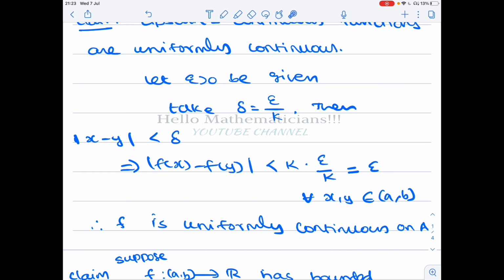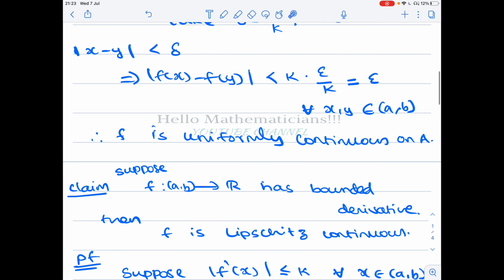Here I am not explaining many things about uniform continuity. Please check the video if you want to learn the basics of uniform continuity very clearly, such as why a delta independent of x, y means that it is uniformly continuous. Now we have proved that any function satisfying the Lipschitz continuity condition is uniformly continuous.